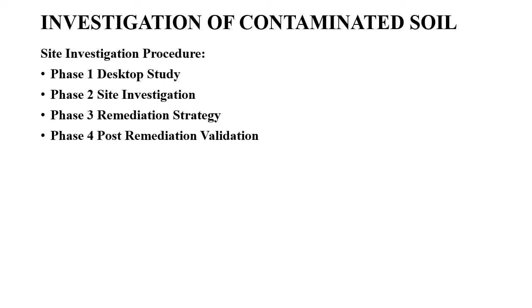Okay, so whatever remediation technique has been advised based on the contaminants present in the area, that strategy, that technique will be applied, and that land will be remediated to some extent, so that it becomes useful for any proposed land use for future. Now, once the remediation is done, then begins the phase 4.